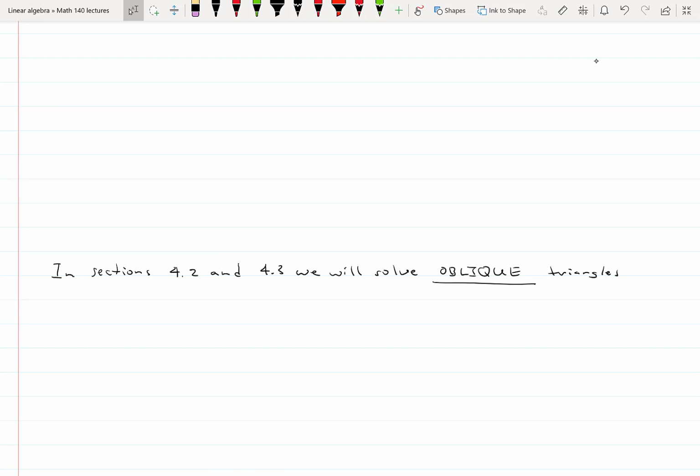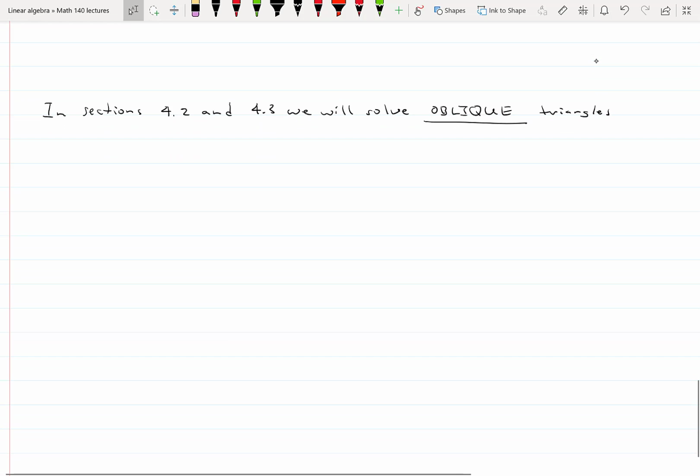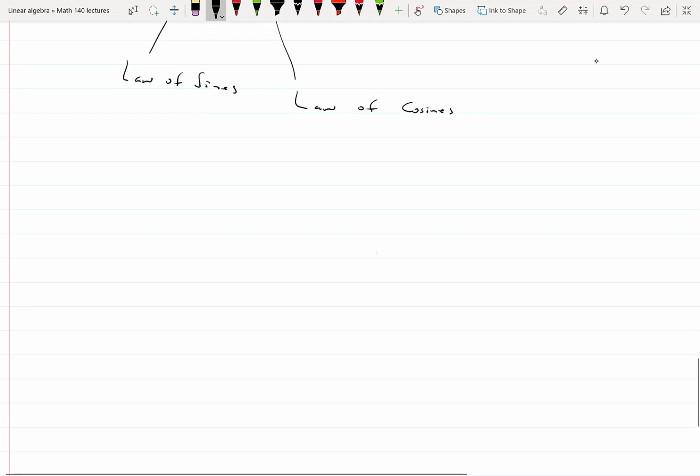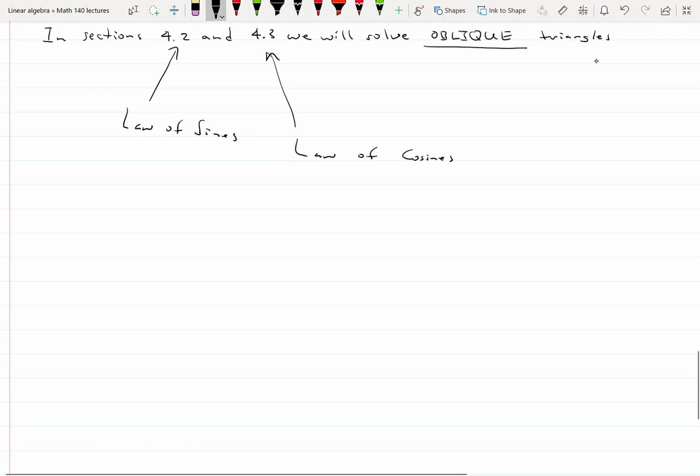Okay. In section 4.2, we look at something called the law of sines. And in 4.3, we look at something called the law of cosines. These 2 laws are used to solve oblique triangles, but they're used to solve separate cases. We use the law of sines to solve certain cases, and the law of cosines for other cases. So I'm going to show you the cases where we would use each of these laws, and then I'll describe what I mean by this notation.